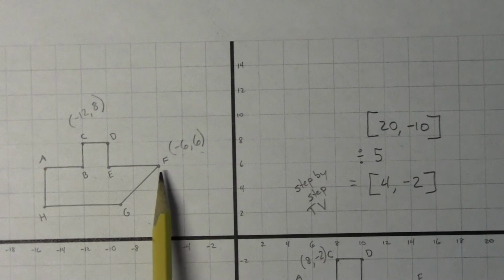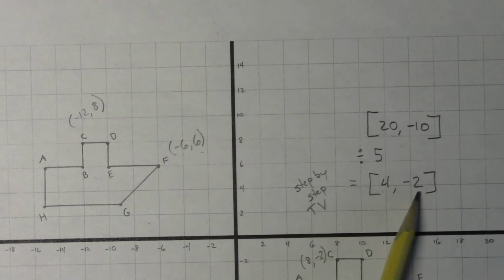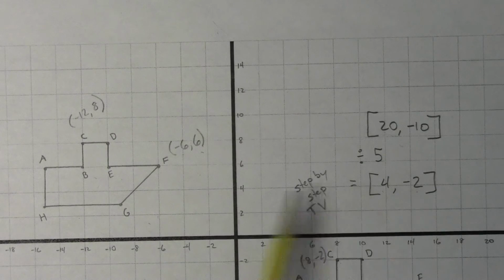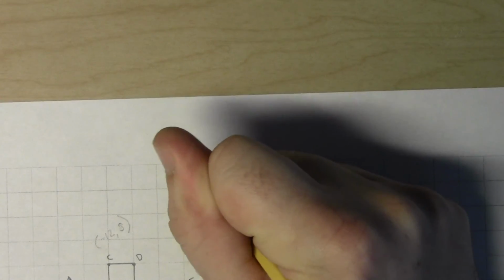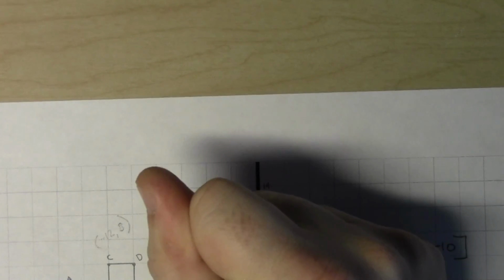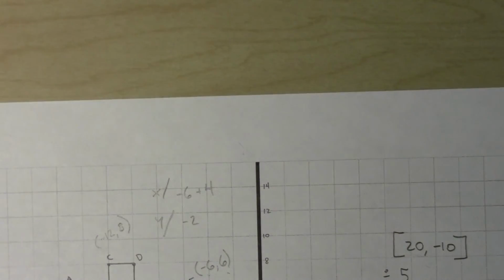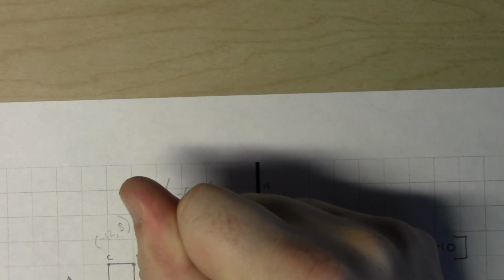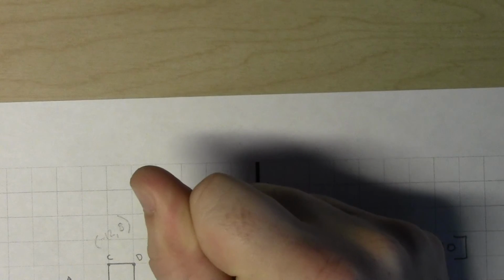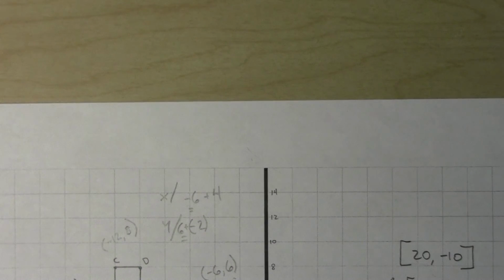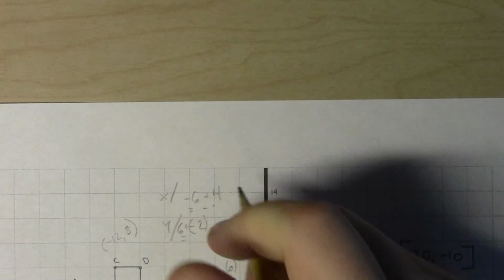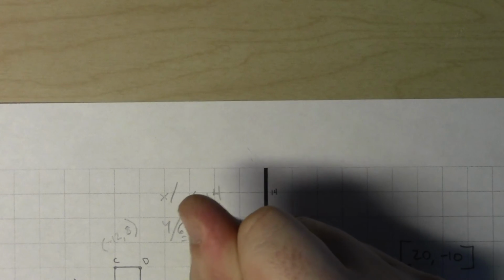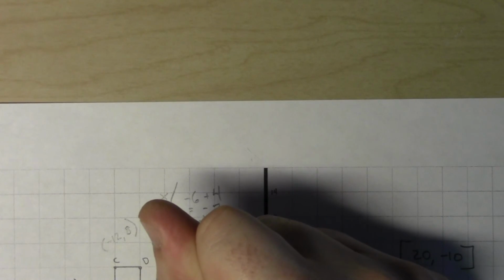So let's try. Okay, really quick. F, and I'm going to move it by 4 and end up moving it down by 2. So if I add 4, if you want to work it out, you can work it out, that's fine too. -6 plus 4, and 6 plus -2. So -6 plus 4 equals -2, and then 6 plus -2 equals 4.